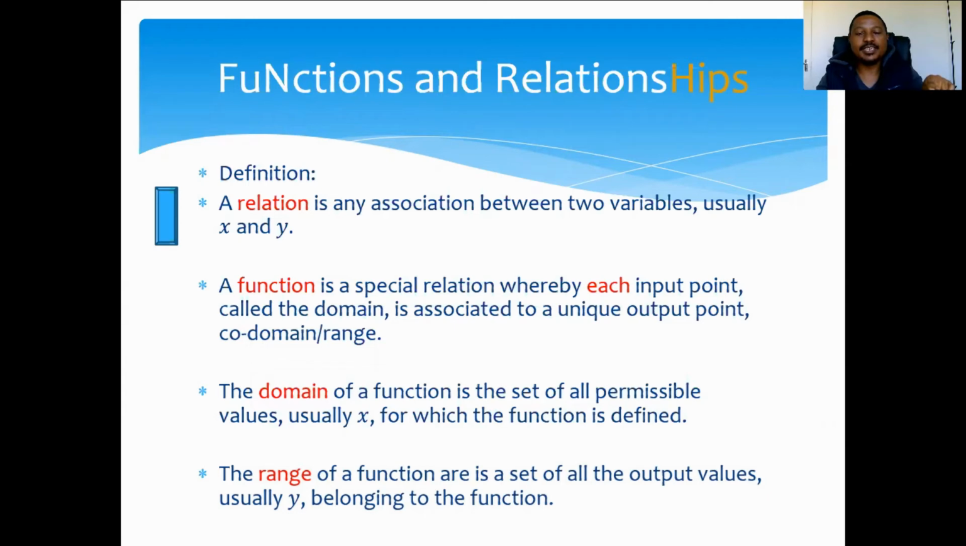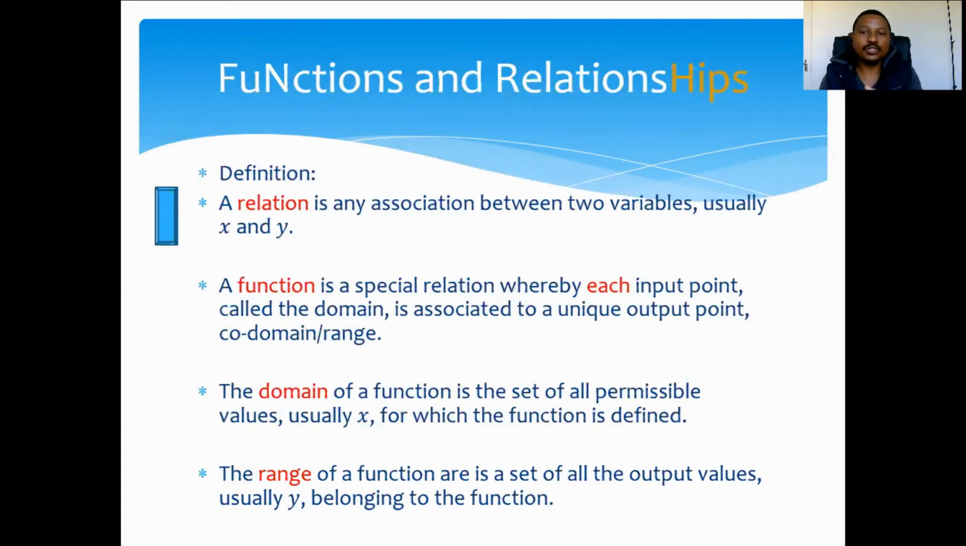And when we are looking at the range, we're looking at the y values, the vertical one. So the range are all y values which belong to the function. So those are the two things. So in our examples, A was the domain and B was the range or codomain.